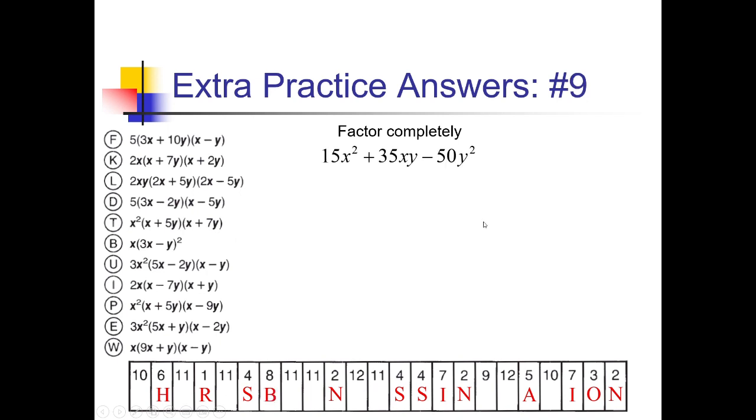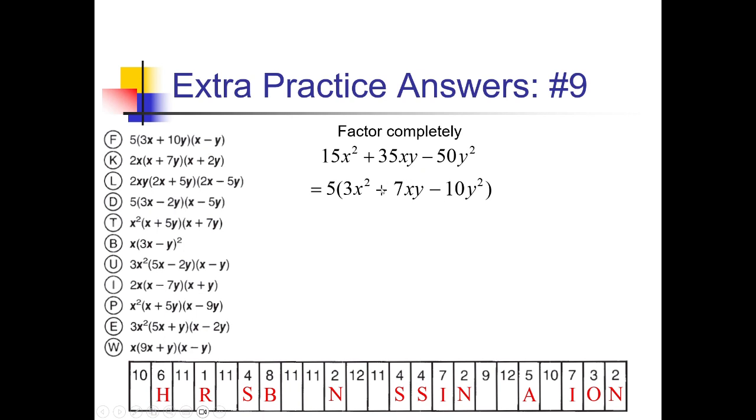For number 9, I noticed that all of these terms have a 5 that can be taken out of them. They're divisible by 5, and that's it. The x's, there's only 2 of them in those first 2 terms, and for y's, I don't have a y in every single term either. So all I can do is take out a 5. That leaves me with 3x squared plus 7xy minus 10y squared. And there's no shortcuts I can take with the stuff inside this parentheses.